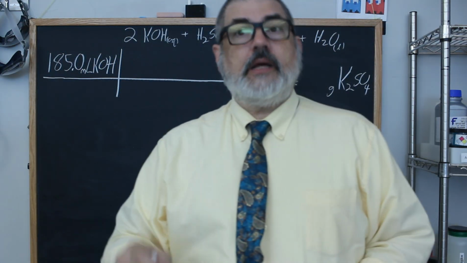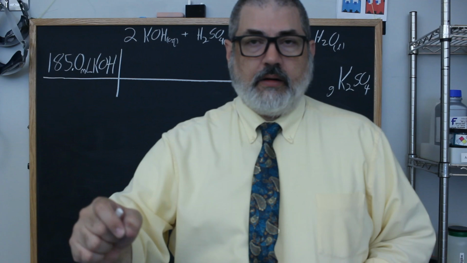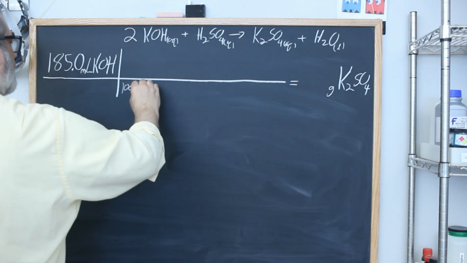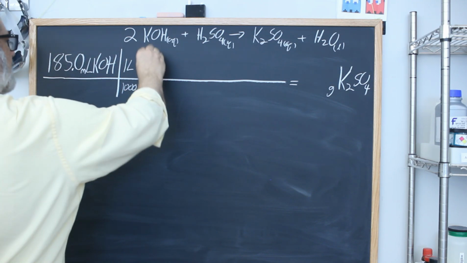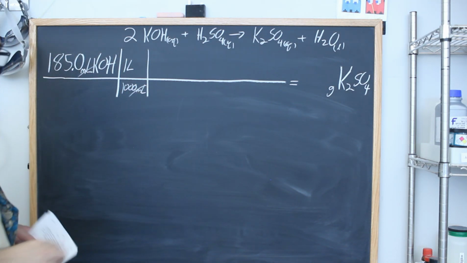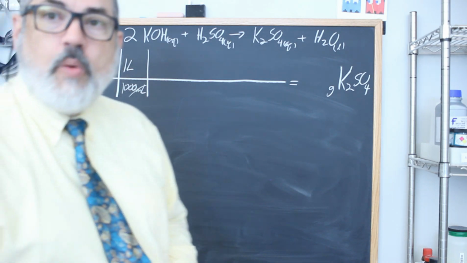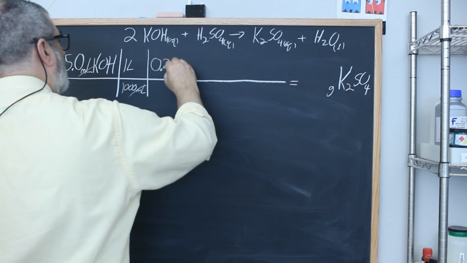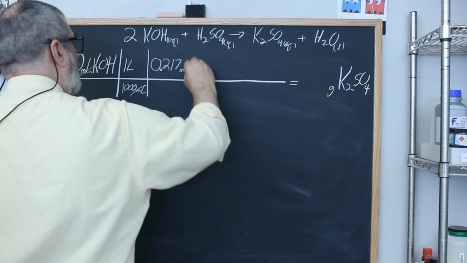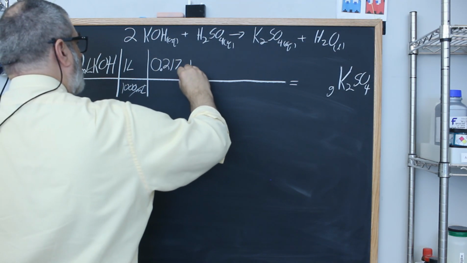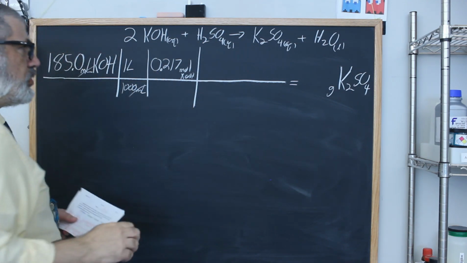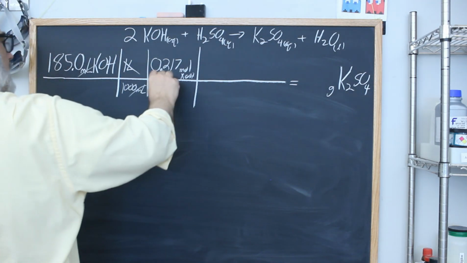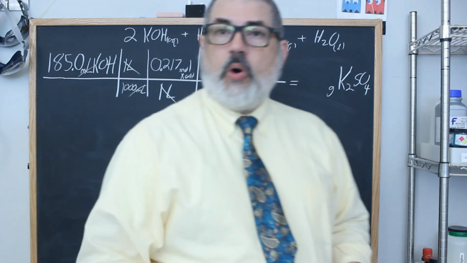We have molarity, but molarity is in moles per liter. So we need to do a unit conversion. So 1,000 milliliters is equivalent to 1 liter. So we sneak that in there. Milliliters cancel. Now we can use molarity. So 0.217 moles of KOH over 1 liter for molarity. Now we have moles of KOH.